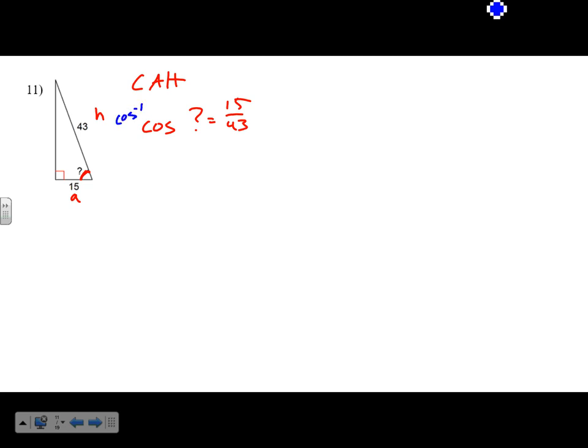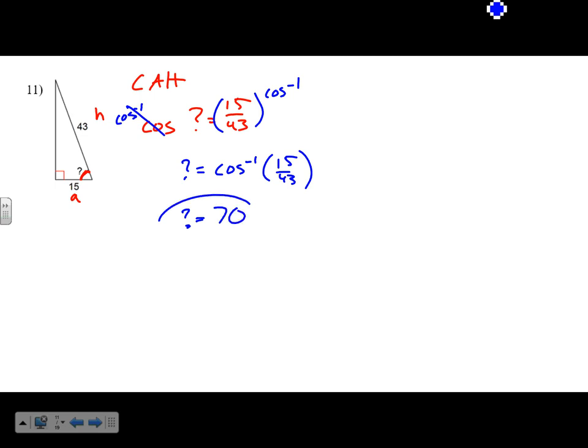Now again, I just want to make sure you realize the only reason we're taking the inverse cosine is because the angle is what we don't know. If we knew that angle was 50 and we didn't know this side, which was 15, then it'd be different. But if it's the angle that we're trying to find, that's when you use the inverse. That's the only time. So my question mark is the inverse cosine of 15 over 43. Inverse cosine 15 divided by 43, question mark is 69.58, so that rounds up to 70. We're rounding to the nearest degree.